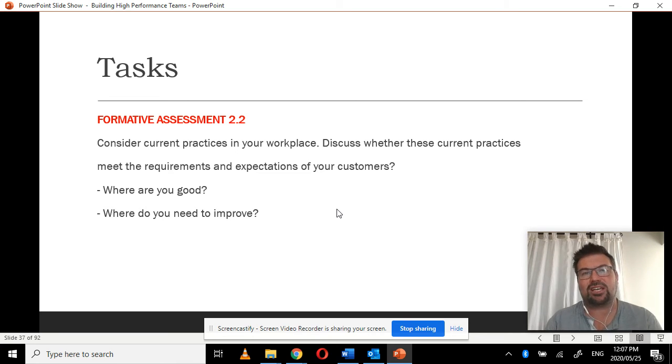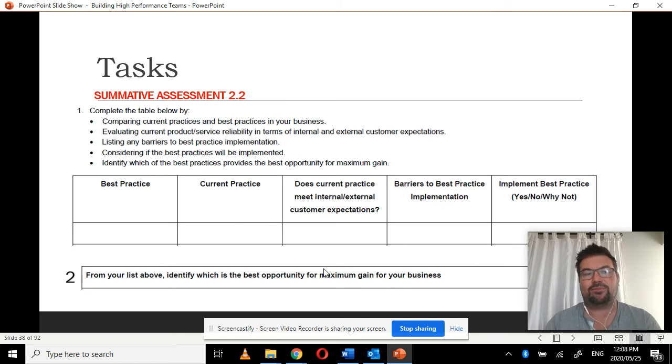You guys have your discussion as a group and you write down some notes, and right at the end of that, you're going to score yourself like you always do with the formatives. All right, then we're going to be moving to summatives. So you're going to fill in a little table, okay? So you're going to compare current practices, you're going to evaluate current products, list any barriers to implementation, and consider if the best practice will be implemented, and identify which of these best practices will give you the maximum gain.